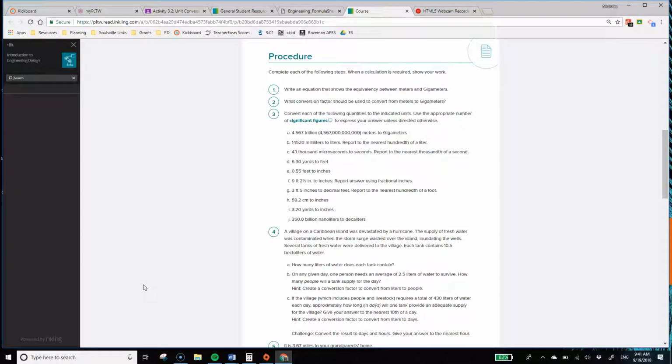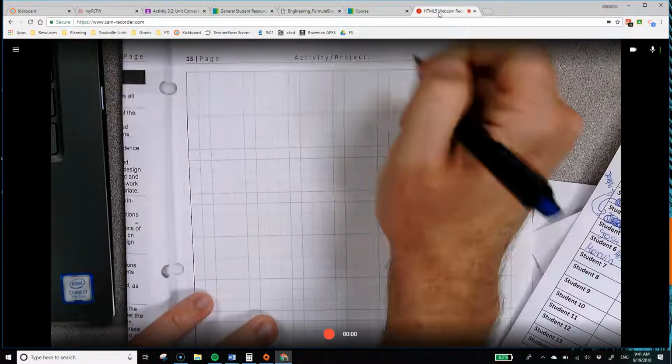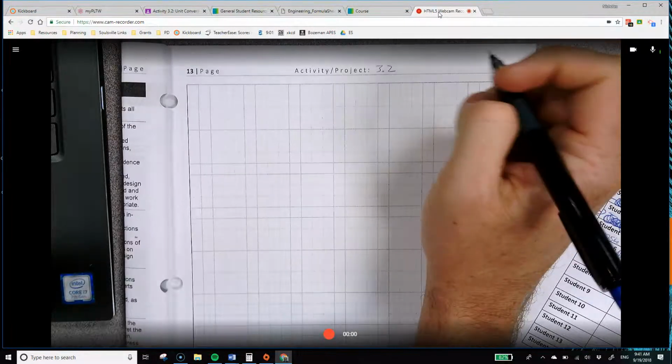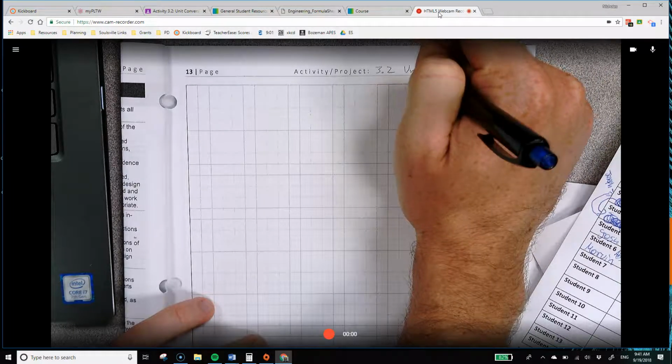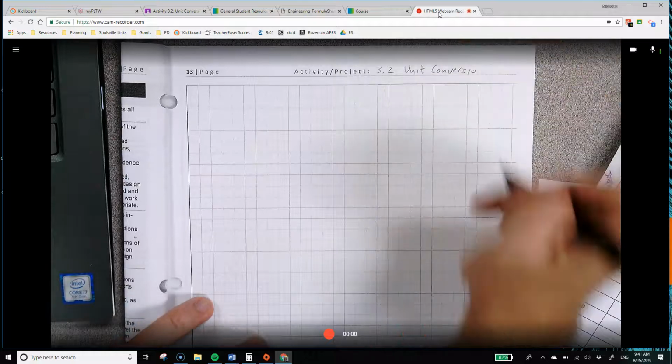All right, so starting off, I want to make sure that I label my page correctly. Make sure that you guys can see this on the screen. And so, as always, I'm going to put the activity number up here. And because this is the first page of this for me, I'm going to put unit conversion. As always, make sure that you label every single page.